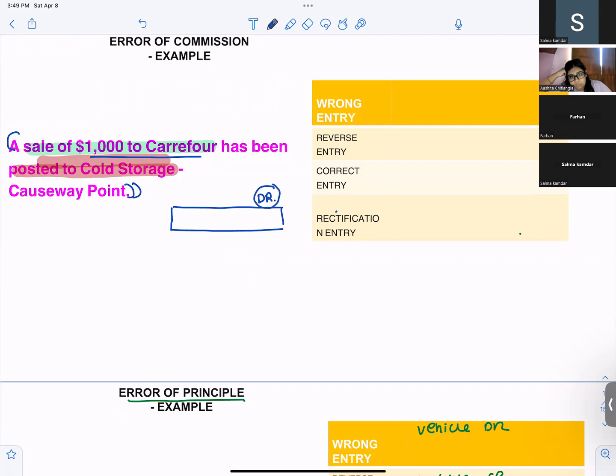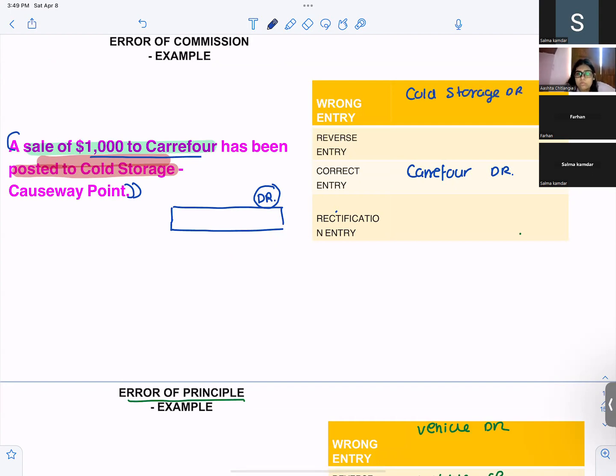What is the correct entry? Whom did you sell it to? You sell it to Carrefour, so Carrefour debit. What is the wrong that you did? You did cold storage debit. I did cold storage debit.